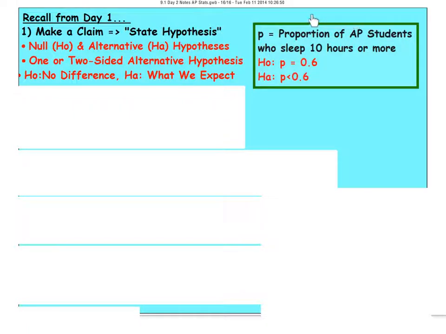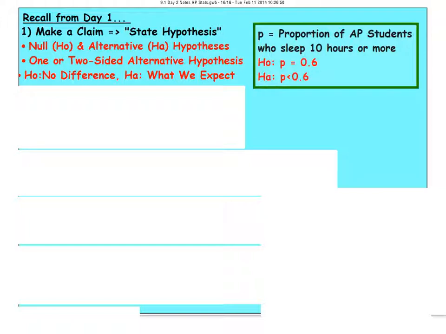So if we were to ask the proportion of AP students who sleep 10 hours or more, okay? If I ask that, I might say the true population parameter is 60%. I think it's less than that. I think fewer than 60% of AP students sleep 10 hours or more. So this is a one-sided hypothesis where I think H sub A is going to happen.